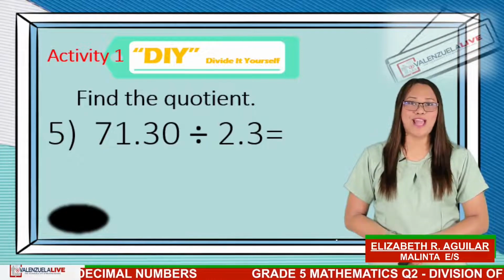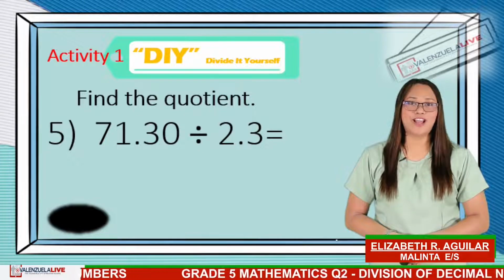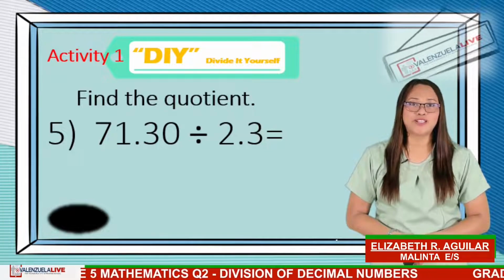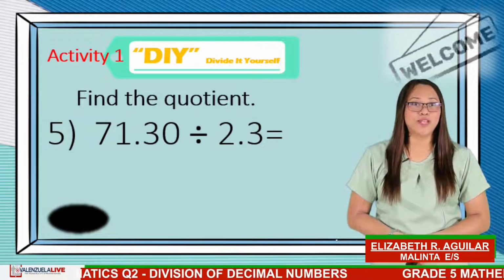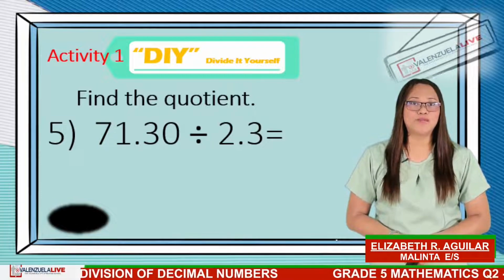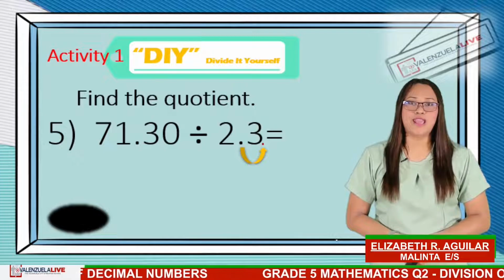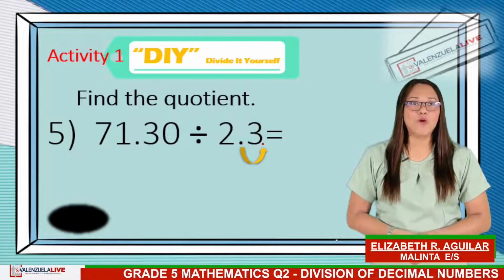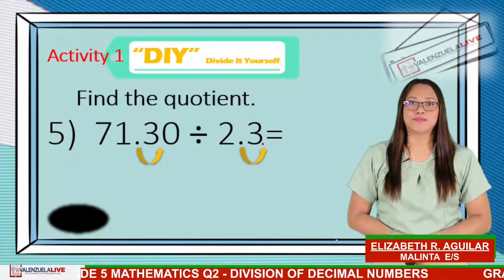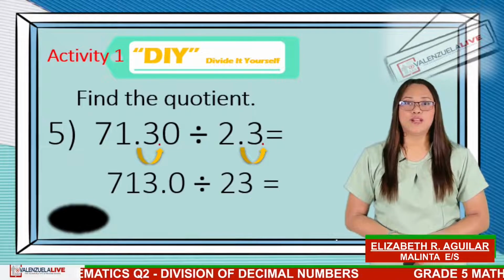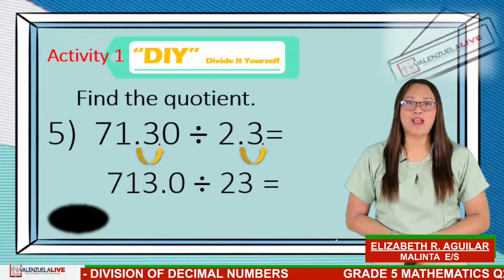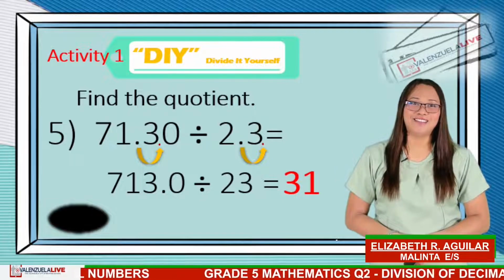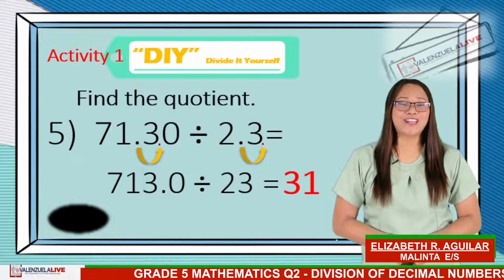Okay, time is up. So we have here 71 and 30 hundredths divided by 2 and 3 tenths. Again, do not forget to make the divisor a whole number by moving the decimal point to the right. So we need to move 1 decimal point. Okay, so with our dividend, we also need to move the decimal point 1 decimal place to the right. So this time, it will become 713 divided by 23. So the correct answer is 31. That's great, Grade 5 mathletes. Okay, did you get the correct answer?